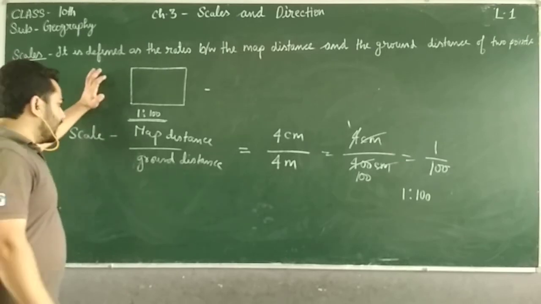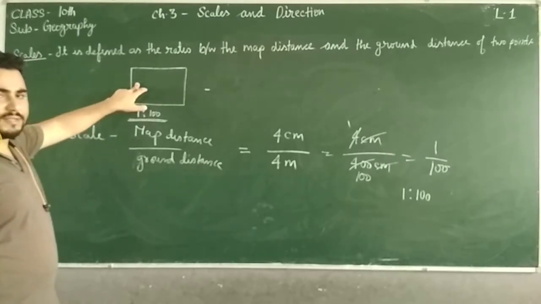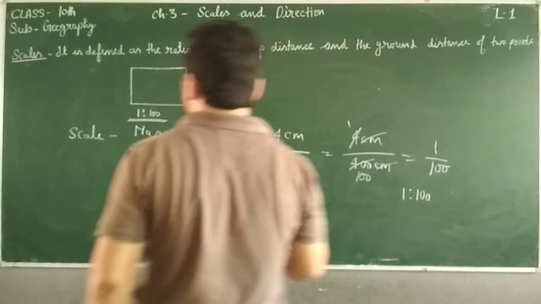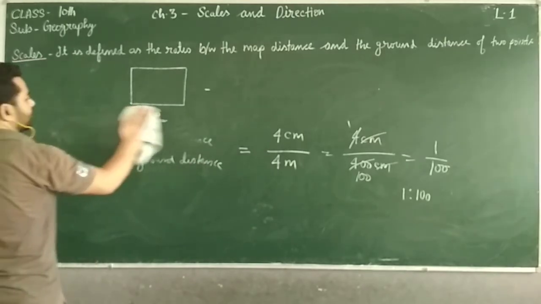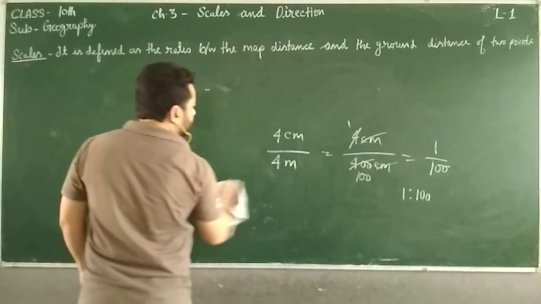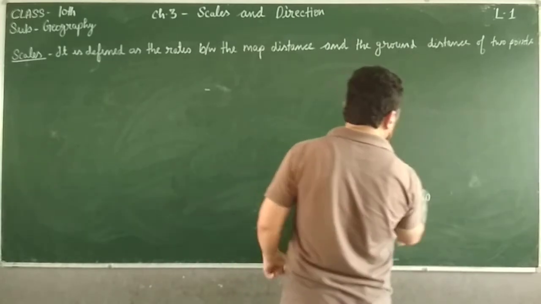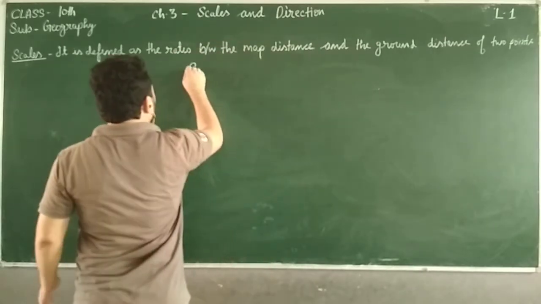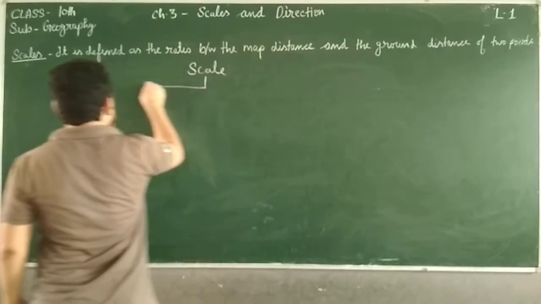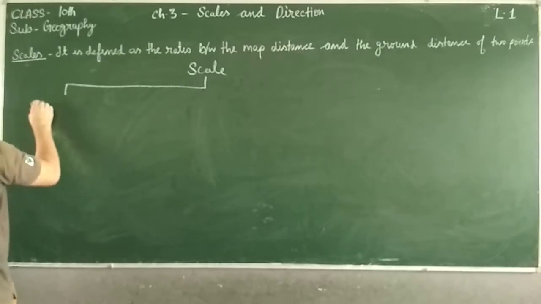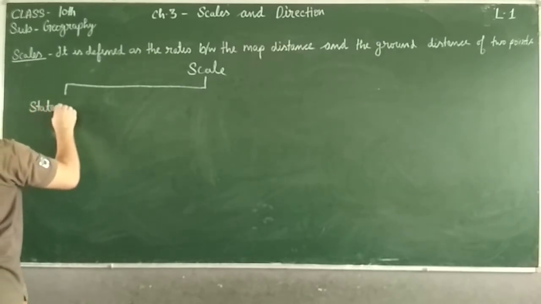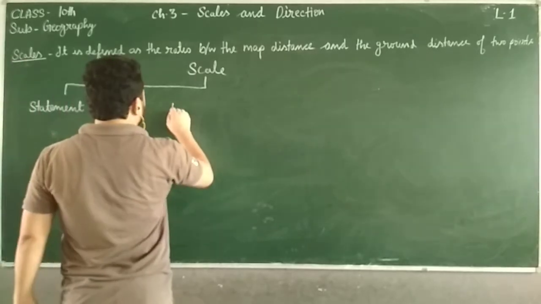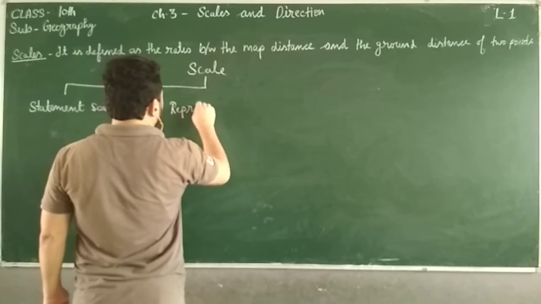It will tell you what the ground distance is, what the map distance is, and what the actual distance is. Now we will study how many types of scales there are. There are 3 types of scales. I have already, I think, taught in last classes. The first is statement scale. Second is representative fraction.